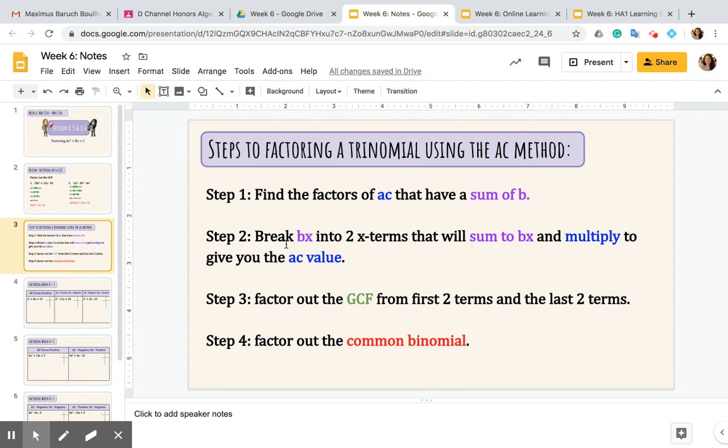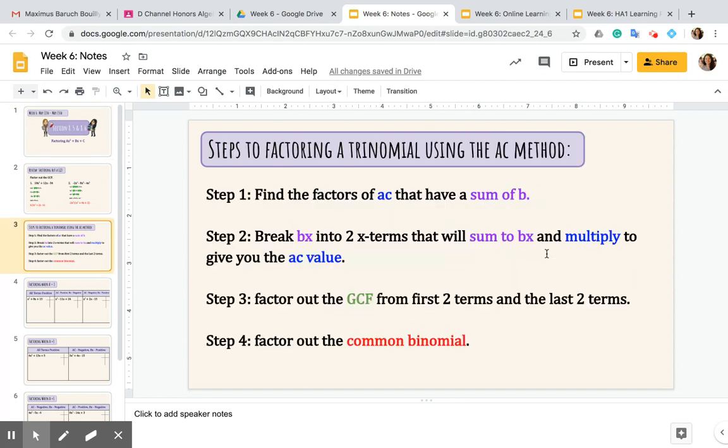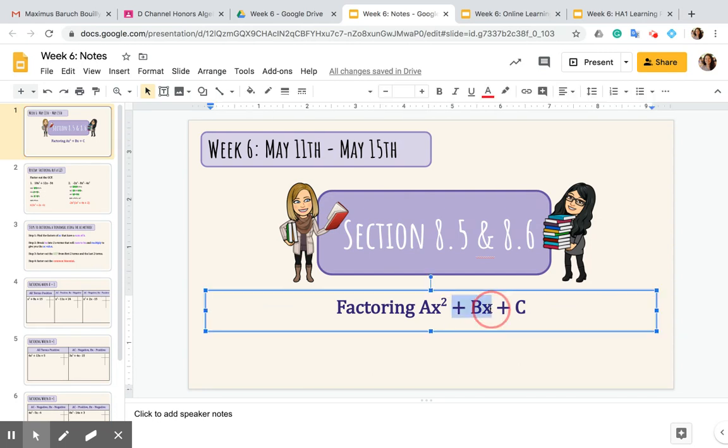So then what you're going to do is take those two factors and break this middle term into those two factors so that they sum to give you the original b term, but still multiply to give you the value of AC. Next, after you do step 2, you should have not a 3-term polynomial, but a 4-term polynomial, because you're going to break this up into 2 terms.